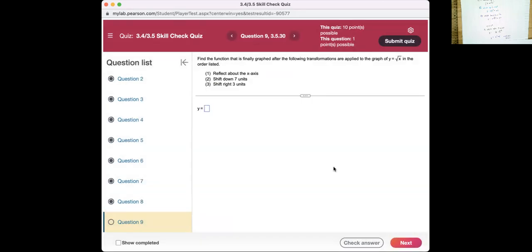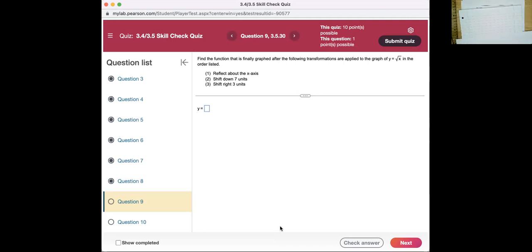All right, this one's hard. Find the function that is finally graphed after the following transformations are applied to the graph of y equals the square root of x, in the order listed. So the first thing we're going to do is reflect it about the x-axis. Then we're going to shift it down 7 units and then shift right 3 units.